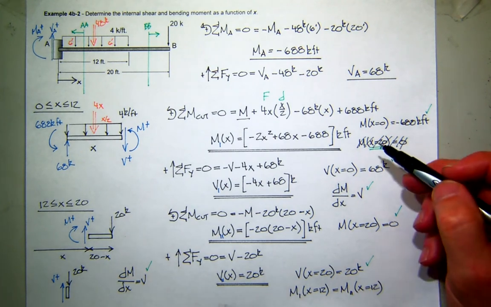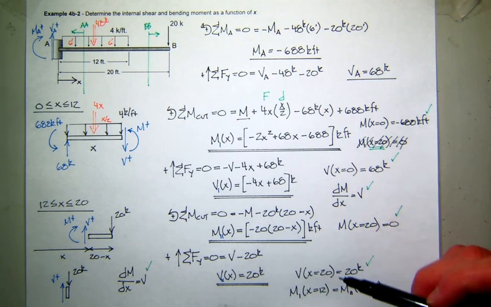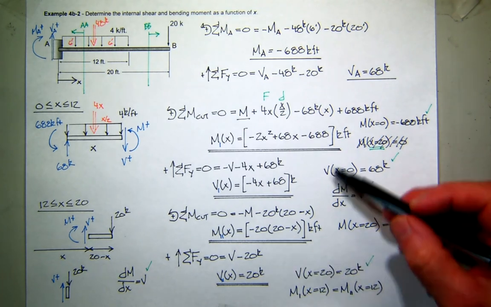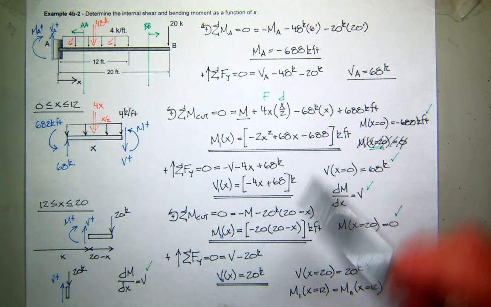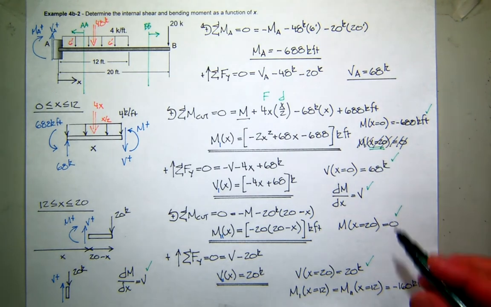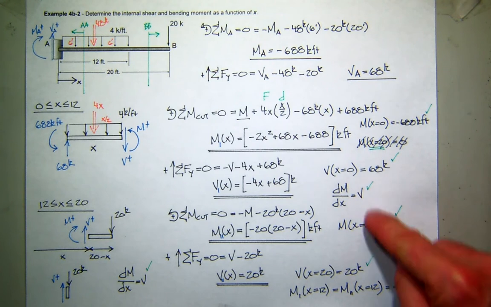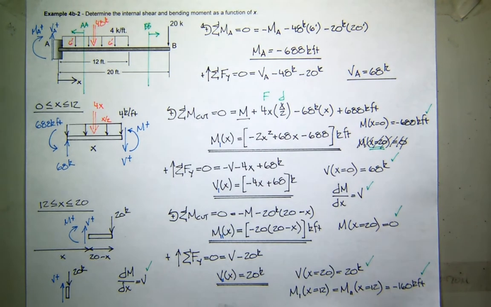Take you a little longer to do. This one I can do in my head. If I put 12 in there, I get 8. 8 times that's negative 160. Does this one also give you negative 160 at x equal 12? A little harder to do. Yep. There you go. So that works. So there's a lot of things you can check along the way to kind of verify that things are going well.